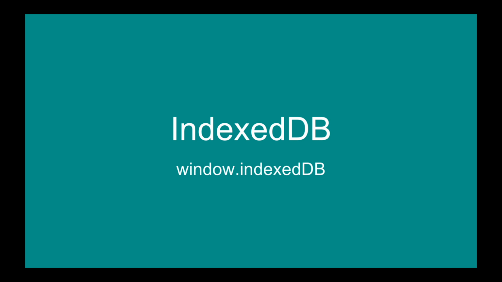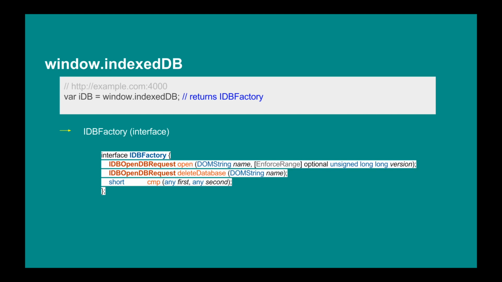We are going to learn about IndexedDB in this video tutorial. Let me go here. Okay, so how are you going to get the IndexedDB object? window.indexedDB. That's going to give you the IndexedDB object.